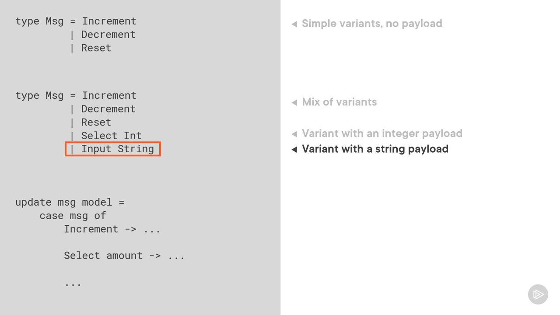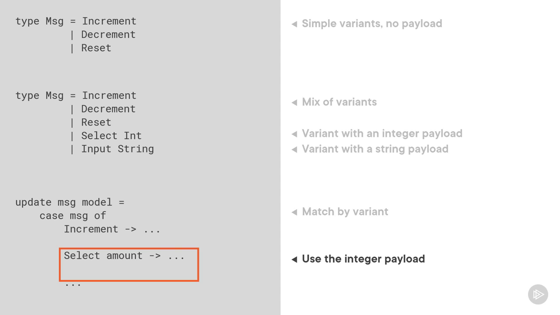Similarly, the input variant has a string payload. The string payload can store the text from an input tag. Variants work smoothly with case expressions, which can also match by variants with payloads. For example, this branch allows matching by the select variant and its integer, which is stored in the amount variable that can be further used in the corresponding expression.